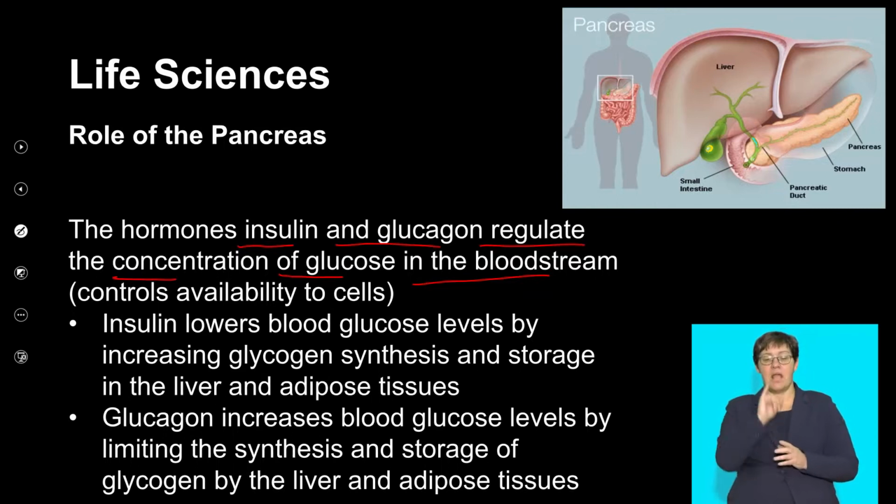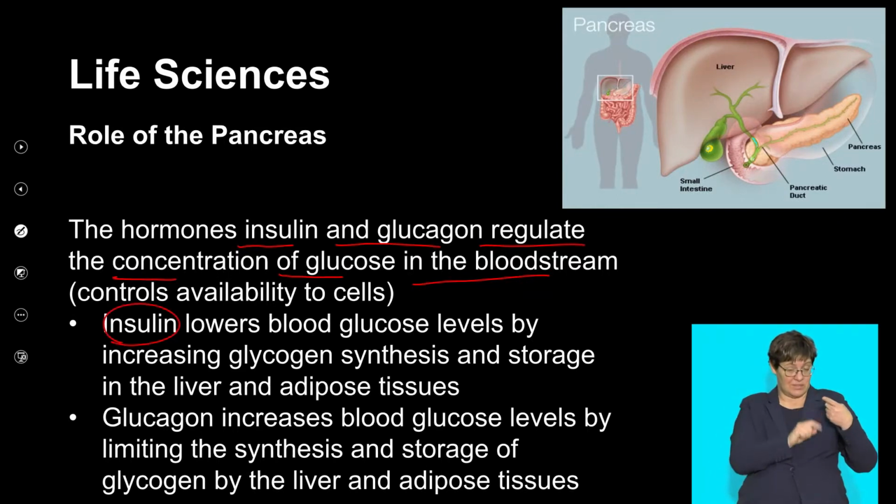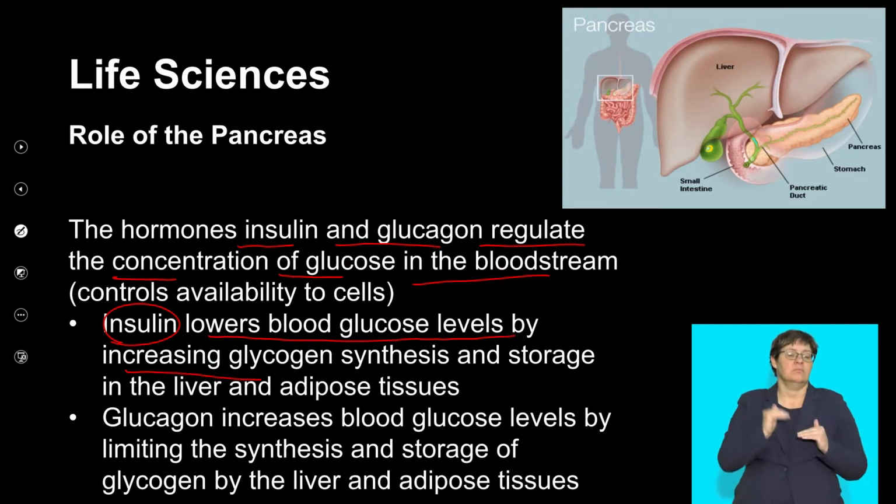So let's look at insulin. So the function of insulin is that it lowers the blood glucose level by increasing the glycogen synthesis and storage in the liver and adipose tissue.